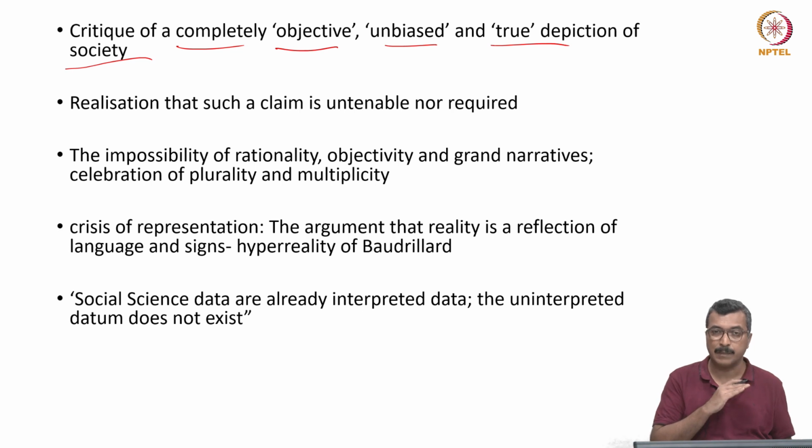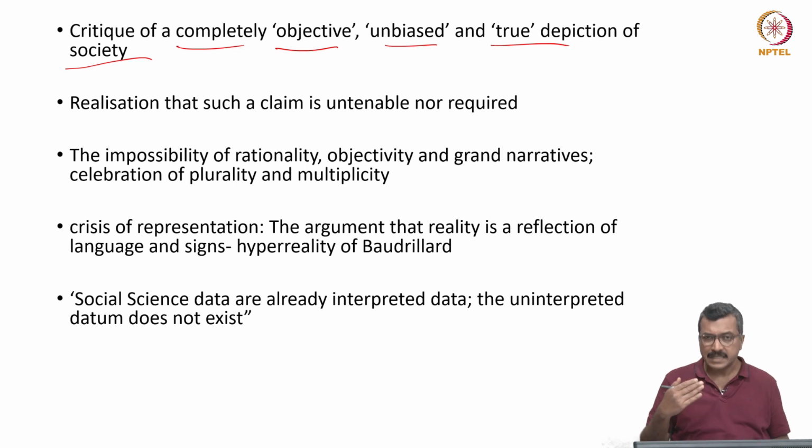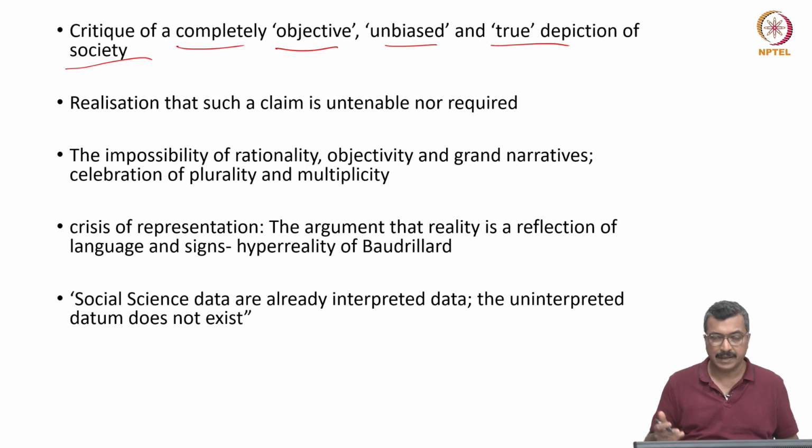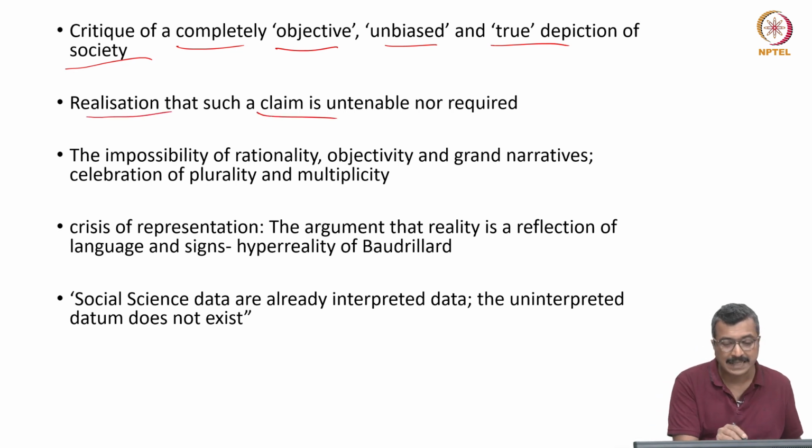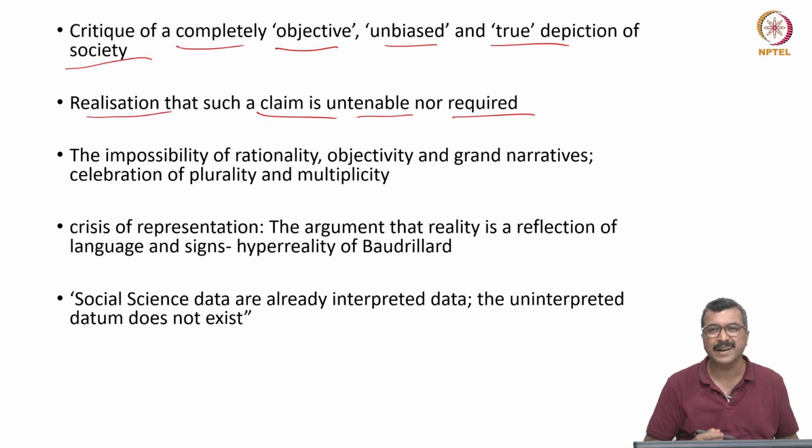So there is a kind of complete, unambiguous, unequivocal understanding about what is truth, what is reality, what is objective there, and the research is supposedly to present this objective, unbiased truth about certain things. And these claims have come under severe criticism from social sciences, and we will discuss them in the coming classes, because there is a realization that such a claim is untenable and not required.